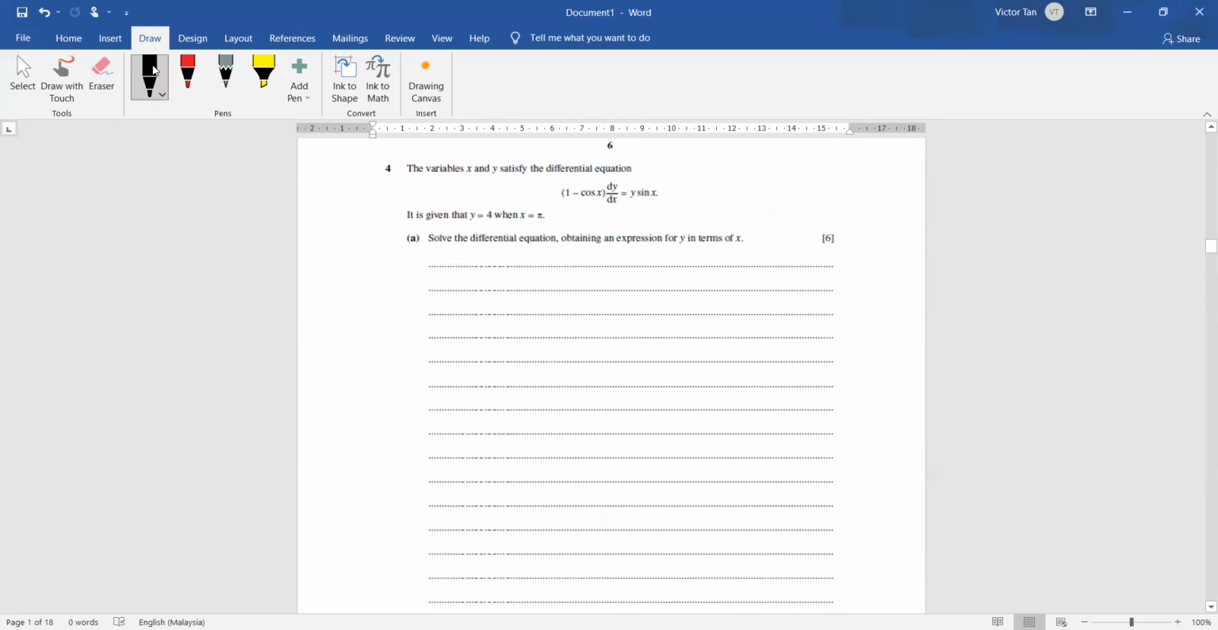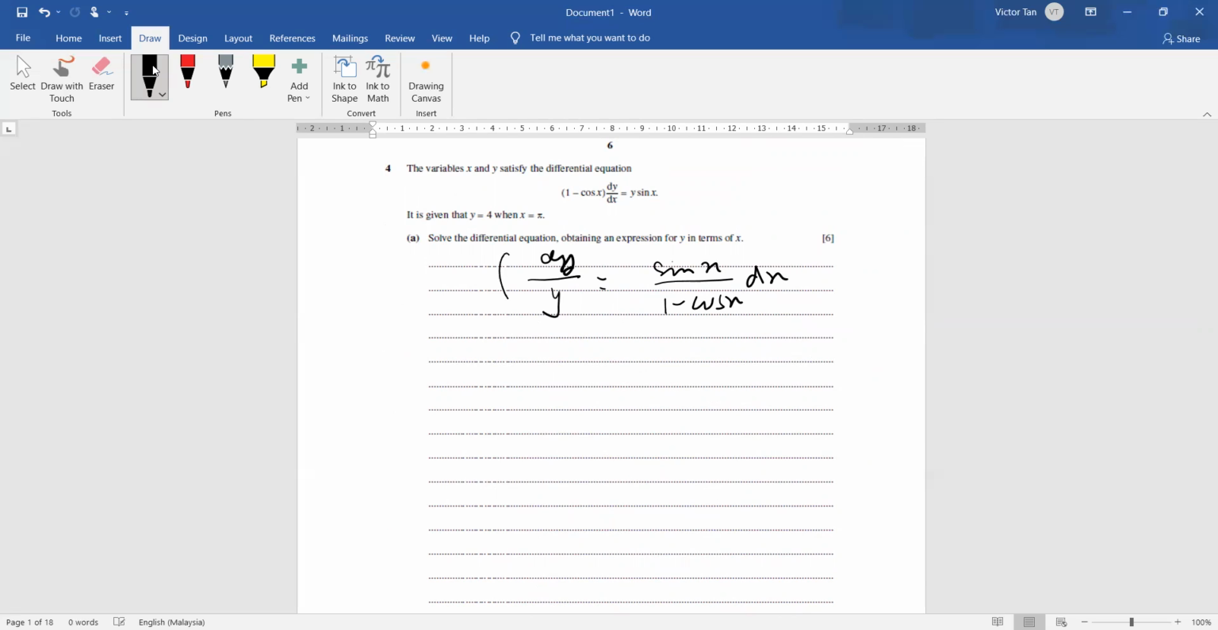Variables x and y satisfy the differential equation (1 minus cos x) dy/dx equals y sin x. Solve the differential equation obtaining the expression for y in terms of x. So you must separate the variables: dy over y, moving the y to the left hand side and moving all the x onto the right hand side.